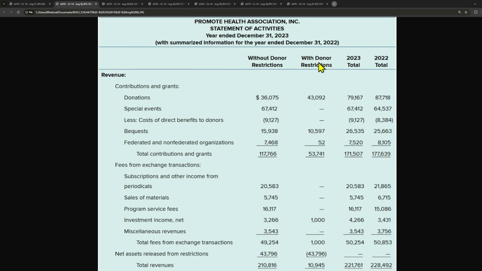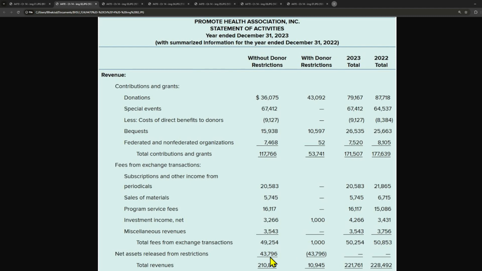And so even though they were originally recorded as with donor restrictions, at the end of the year, because this is December 31st, and for the year ended December 31st, you notice out of these total 53,000 here and 1,000 here, 43,000 was reclassified. In other words, even though they were donor restricted, they were temporary donor restrictions. And so at the end of the year, they went from being with donor restrictions, and you can see here's the number where it's been added to without donor restrictions.